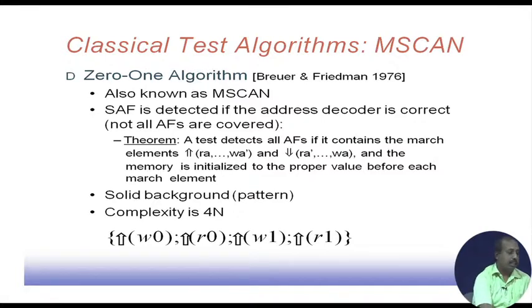So, you see that ultimately the pattern is like this. In the increasing order you write 0, then in the increasing order you expect to read a 0 value, then in the increasing order you write a 1, and in the increasing order you read a 1. So, if there is no address decoder fault, then this part will detect a stuck-at-1 fault, and this part will detect a stuck-at-0 fault, because we have written 1 and expect 1. So, if that is remaining 0, that means a stuck-at-0 fault, similarly this one.